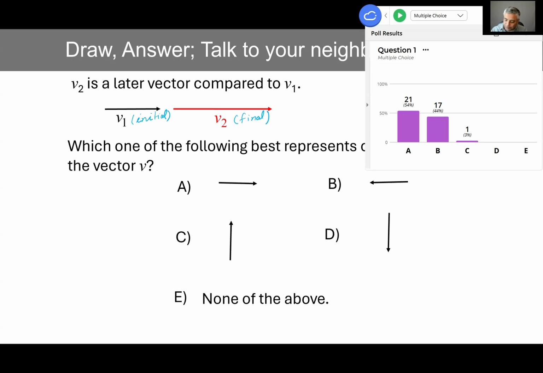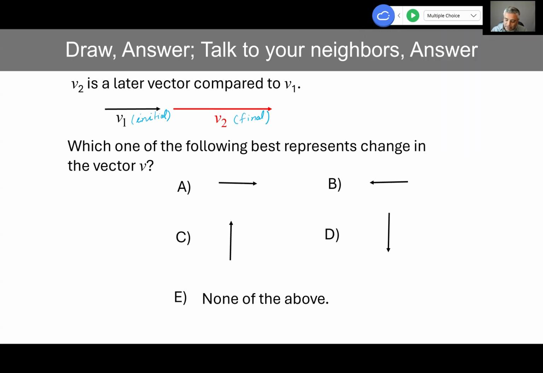So I don't know the answer, but I know how to draw it. So tails together, what do I need to pay attention to? Now final is longer. So initial is shorter and final is longer. VF is longer than VI. So that's how it is. Okay. So I drew with tails together.